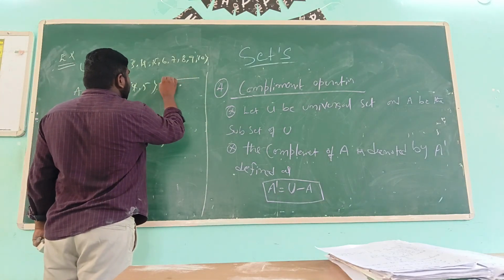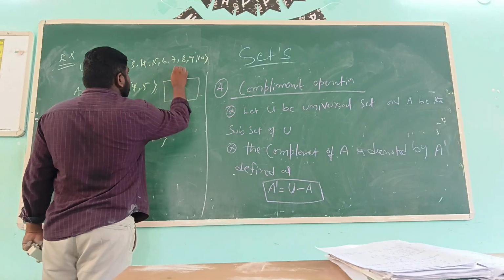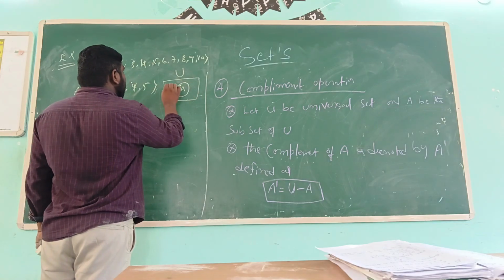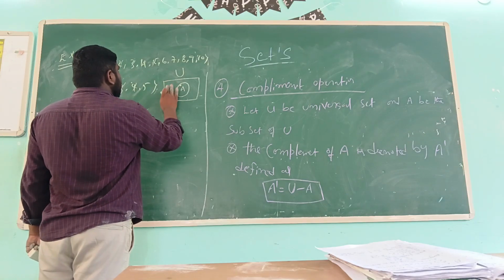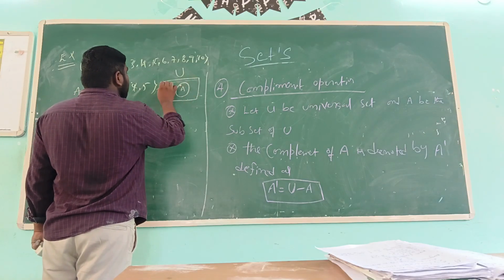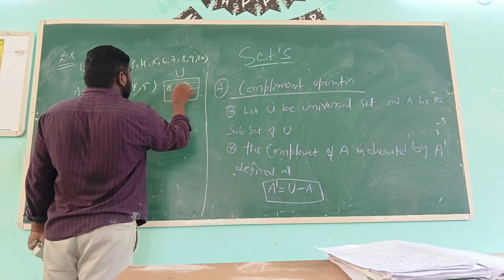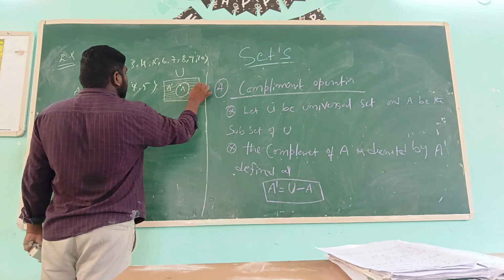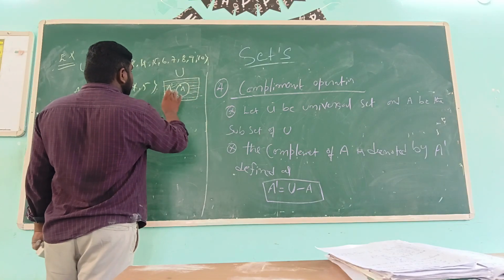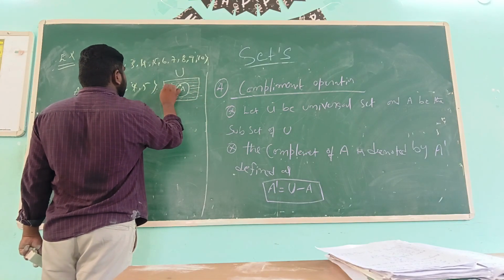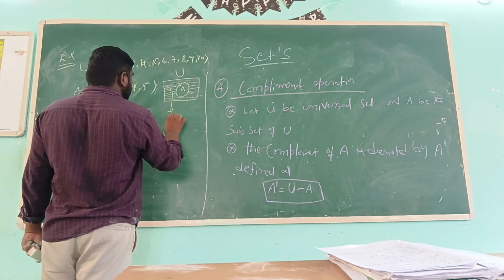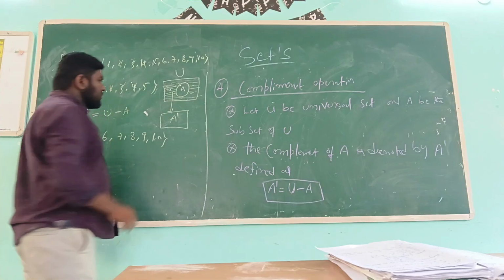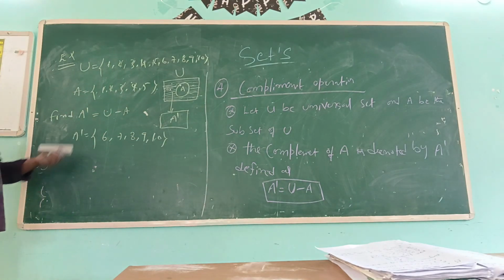Now, diagrammatically, the complement of a set can be denoted like this. This is U, this is A. Understood? A complement is outside the set. This is A complement. All the shaded region is A complement, and this is A. Okay, this is called A complement, A dash. Understood? This is the complement operation.